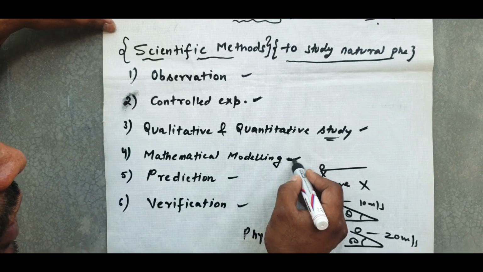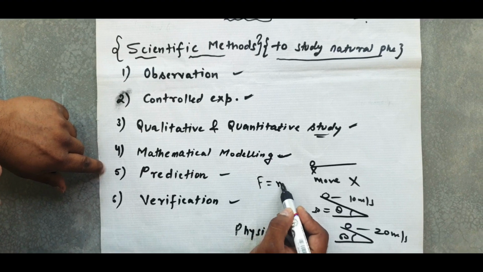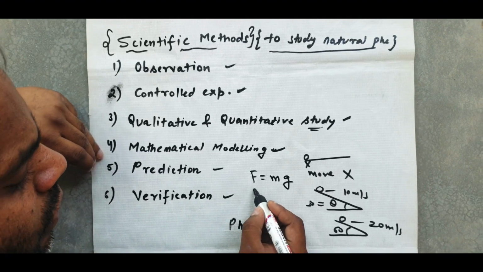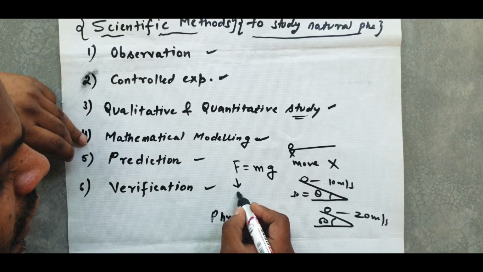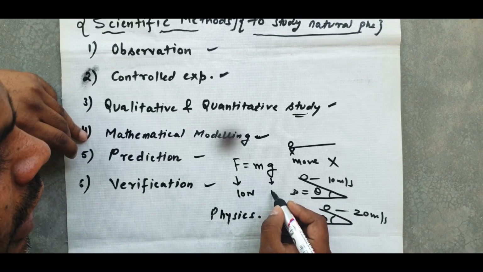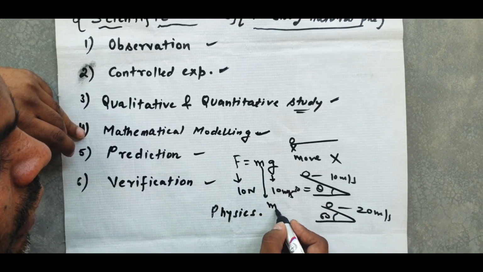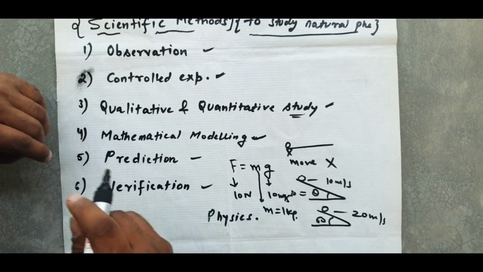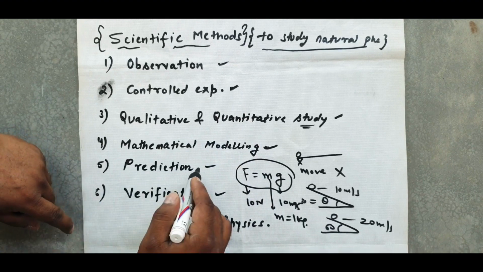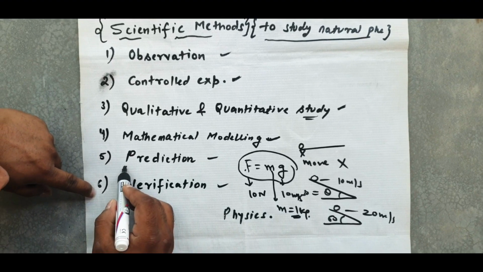Next is mathematical modeling. Whatever we have studied, for that we make a formula. For example, in 9th class we studied F is equal to m into g. Let us suppose a body has a force of 10 Newton, and we know that the gravity of earth is 9.8 or 10 meter per second squared. So by this formula we can find out the mass. It comes to be 1 kg. This is the mathematical formula, and using it we have taken out 1 kg mass. This is our prediction.